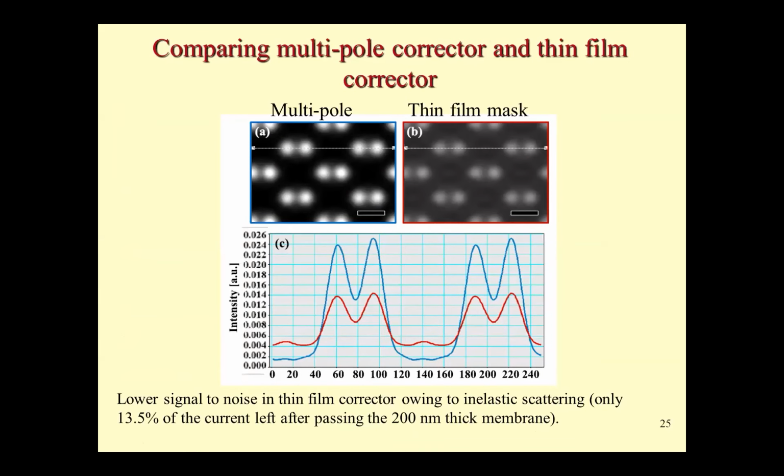Finally, we can also use the same sample and check how it will look with the regular commercial multipole correctors. So of course, obviously in both of them you can resolve the silicon dumbbells. In the multipole corrector, the image is sharper or stronger, let's say. Why? Because what we do is we physically insert a membrane. So we have some scattering, we have some loss of signal. And this is maybe a limitation of our method.